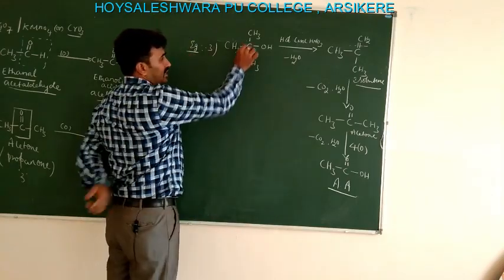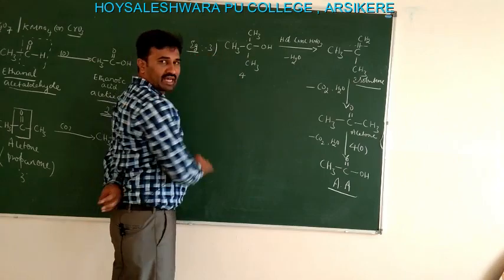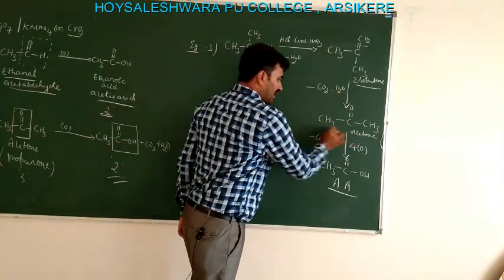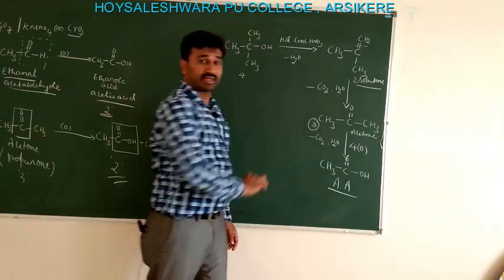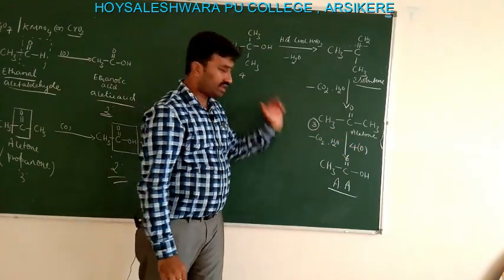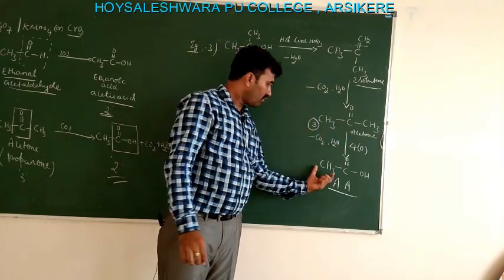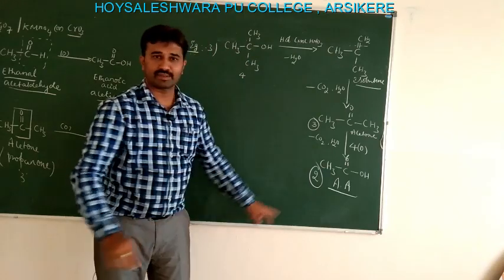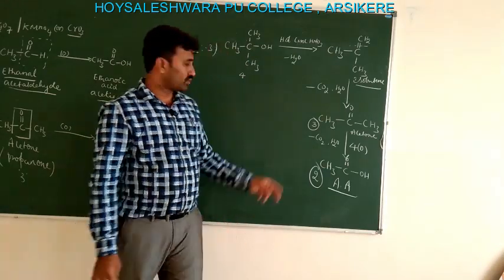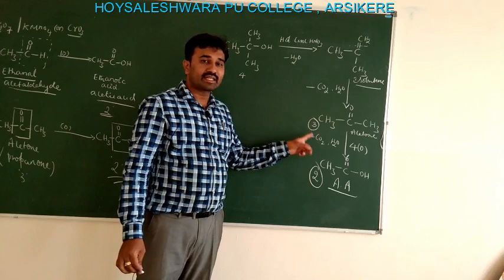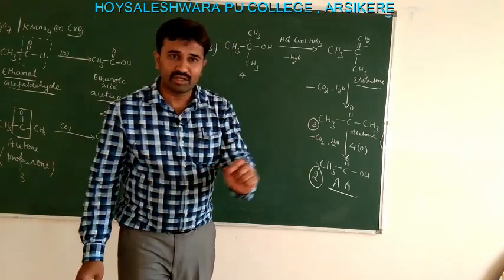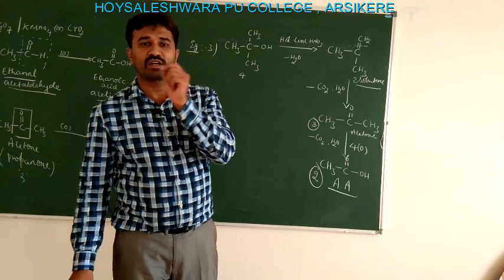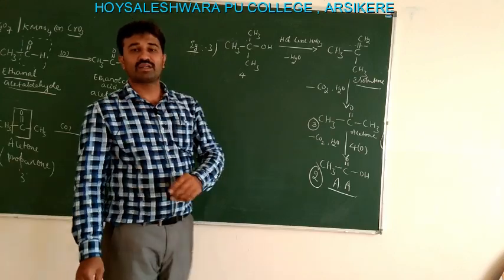Here you can see, this alcohol contains 4 carbon atoms. When it oxidizes to form a carbonyl compound, it contains 3 carbon atoms. Later, further oxidation of this acetone forms a carboxylic acid which contains how many carbon atoms? See here, 2 carbon atoms. So this is the degradation taking place here. Secondary alcohols and tertiary alcohols undergo degradation with the formation of carboxylic acids with a lesser number of carbon atoms.